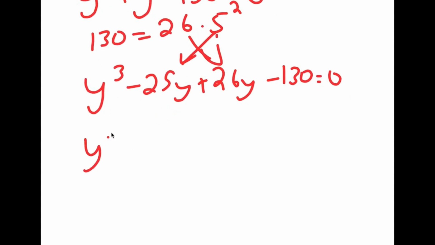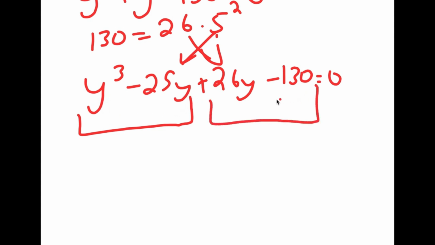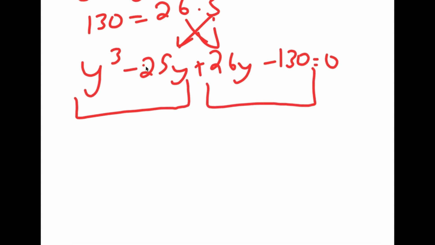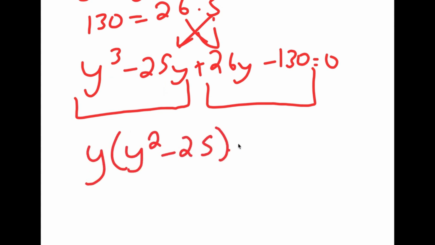Now, this gets me to factoring out by grouping. So I'm going to group y to the power of 3 minus 25y and 26y minus 130. So for y to the power of 3 minus 25y, the greatest common factor is y. So I get y times y squared minus 25. Plus from 26y minus 130, I get 26 times y minus 5.